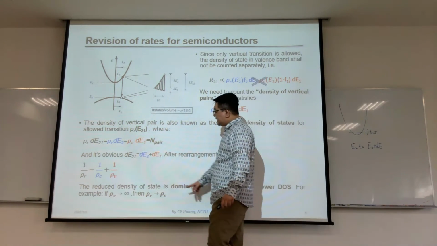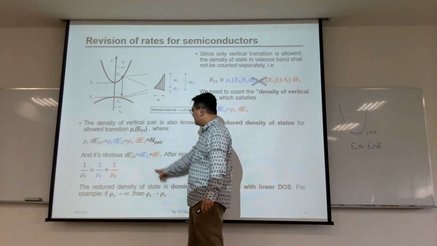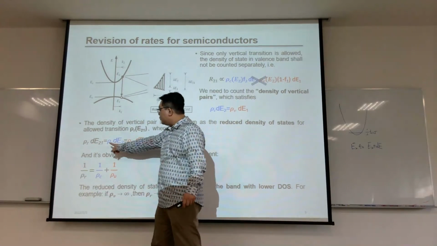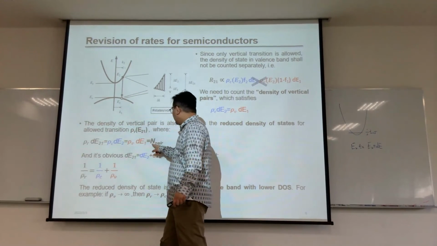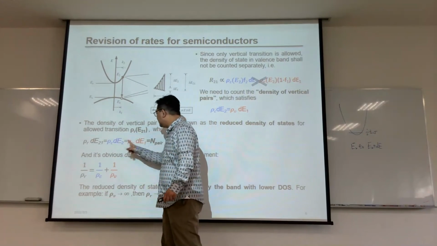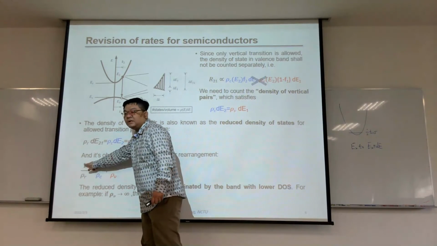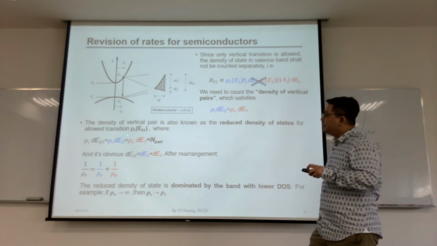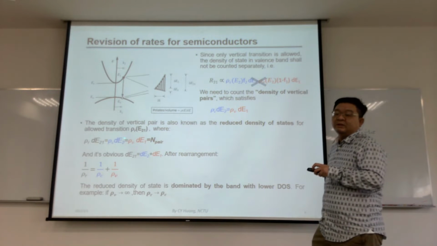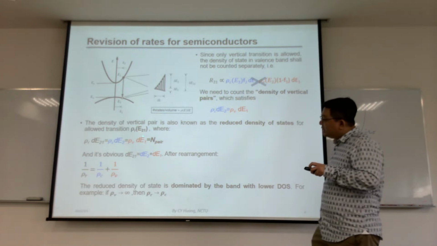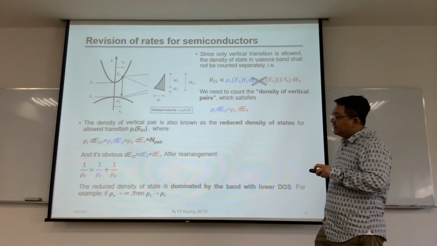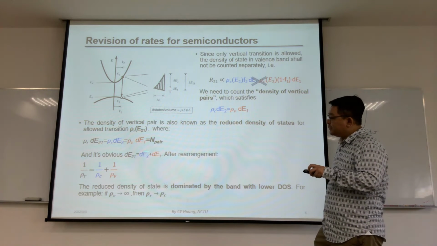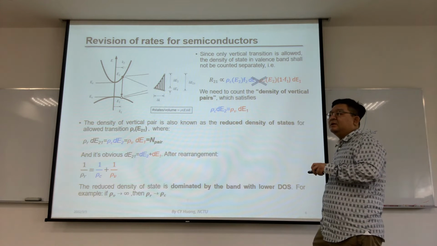Then, since DE21 should be DE2 plus DE1, DE21 will be written with low R in the denominator. So DE21 is written as ampere divided by low R. Similarly, the DE2 should be written as ampere divided by low C, and the DE1 could be written as ampere divided by low V. So the reduced density of state could be expressed by this. It's the sum of the inverse.